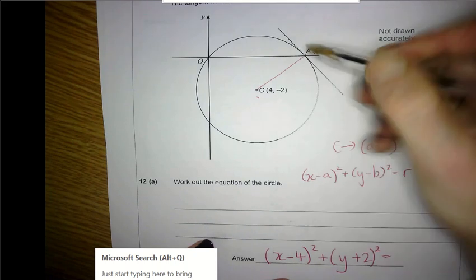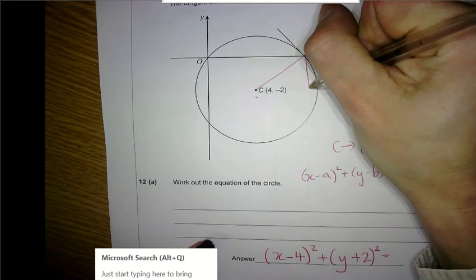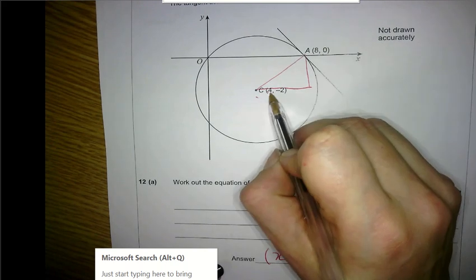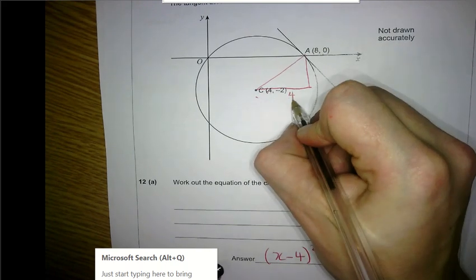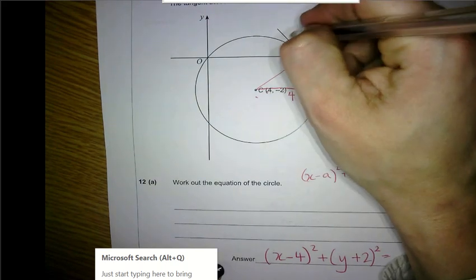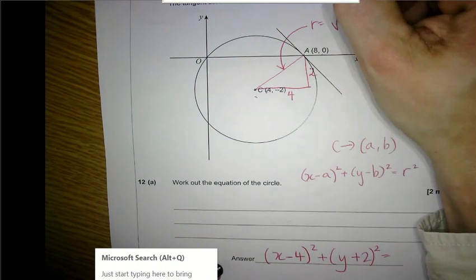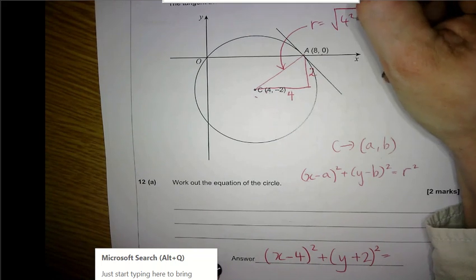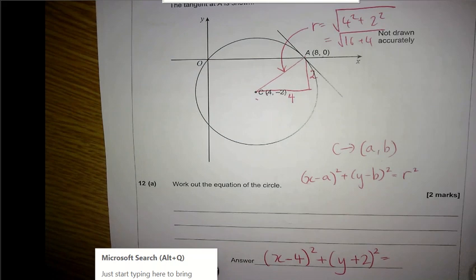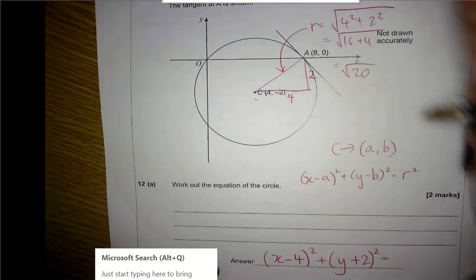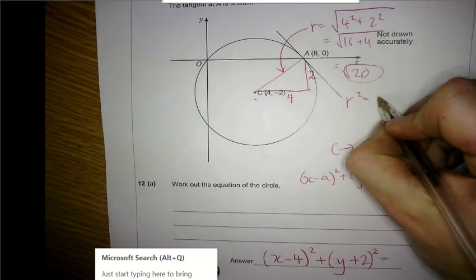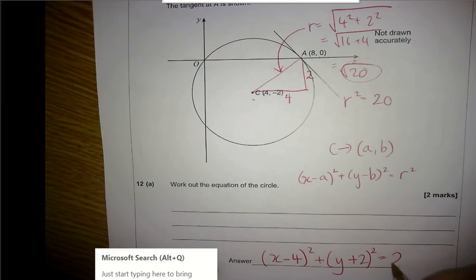I'll do that by drawing a little right-angled triangle here. I've gone from 4, negative 2 to 8, 0. So gone from 4 to 8. My change in x is 4, negative 2 to 0. My change in y is 2. The radius is the square root of 4 squared plus 2 squared, is the square root of 16 plus 4, is the square root of 20. So my radius squared is that thing squared, is 20.